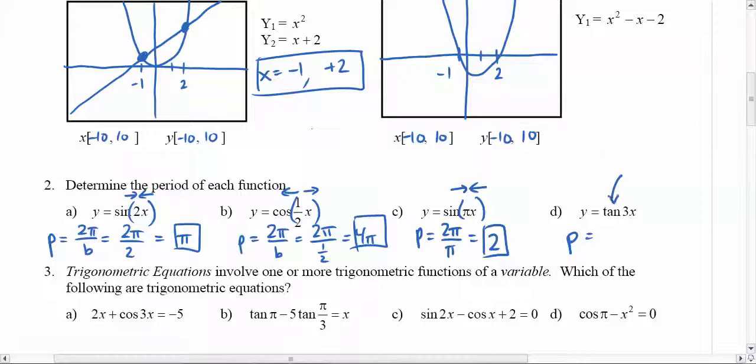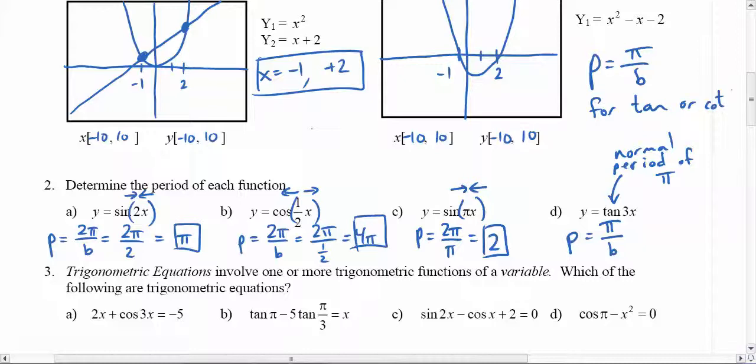Tangent has a normal period of pi. So for tangent, the equation is p equals pi over b. This equation is for tangent or cotangent. The reason we have 2 pi over b is really its normal period divided by b. But tangent's normal period is pi, so we do pi over b instead of 2 pi over b. So this period is pi over 3. You can also graph that to see how long it takes to repeat.